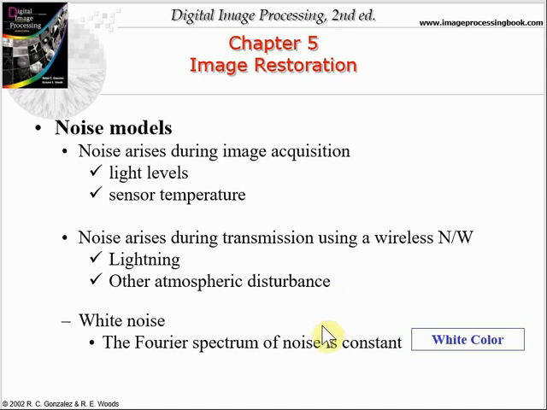White noise has a constant Fourier spectrum, meaning its effect is uniform across the image. Gaussian noise is the most common type found in natural images, often caused by thermal fluctuations in electronic sensors. Salt and pepper noise appears as random white and black pixels, usually caused by sudden transmission disturbances or faulty sensors. Understanding the type and source of noise is essential for selecting the right restoration technique.